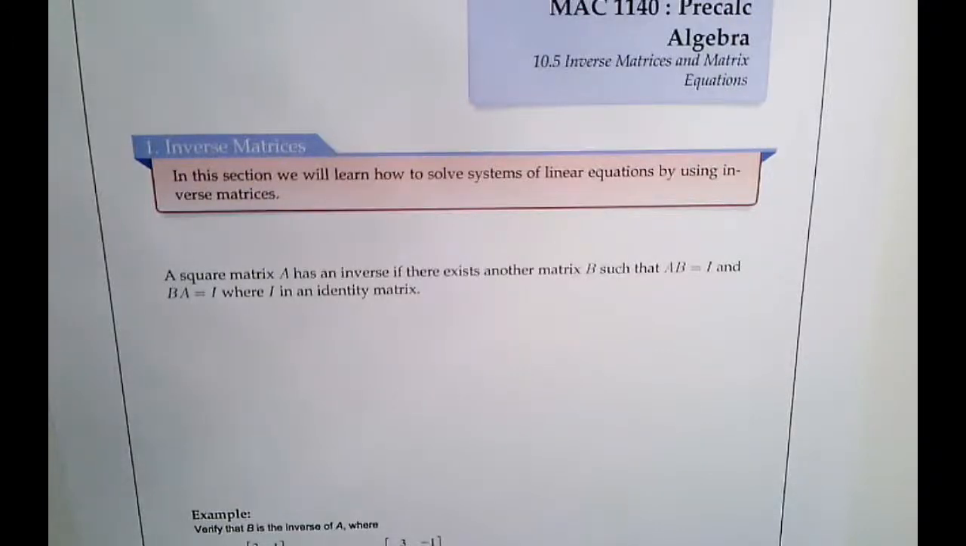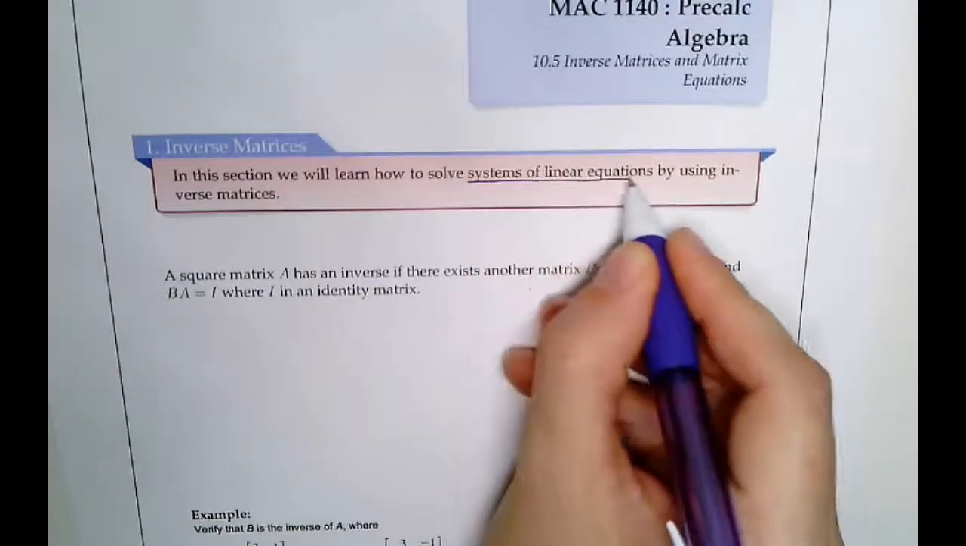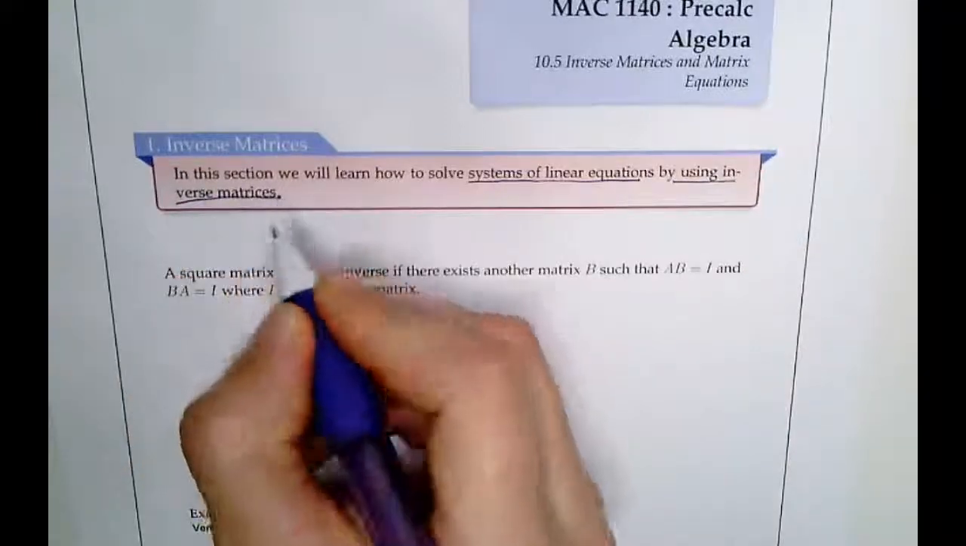All right, so last time we introduced matrices and we saw how we can use the augmented matrix of a system of linear equations to solve the system. And we did either row echelon form and then Gaussian elimination to find the solution, or we did the reduced row echelon form and then we used Gauss-Jordan elimination to solve the system. Today we're going to solve a system of linear equations by using inverse matrices.